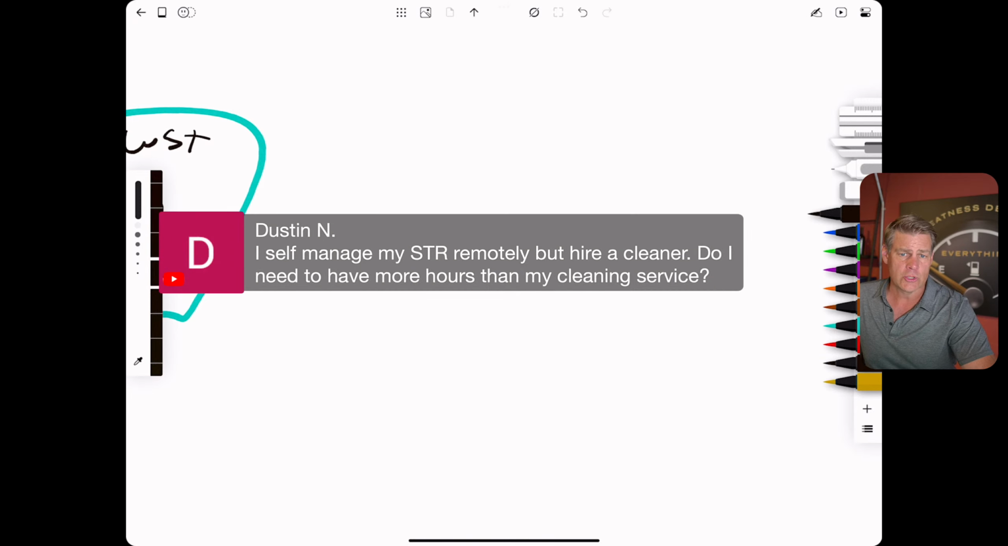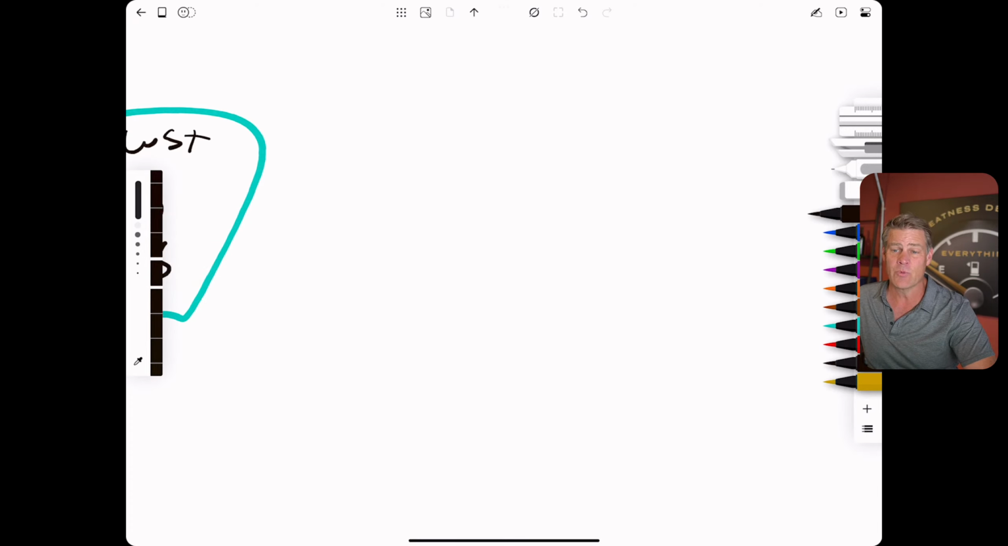Dustin, you self-manage a short-term rental remotely, but you hire a cleaner. Do you need to have more hours in your cleaning service? You bet you do. You need to get statements from them stating how many hours they work on your property, because if you're audited... When we're talking about that bonus depreciation, you have to have good books and back that up with your hours, because you're taking a huge chunk potentially off of your tax liability.